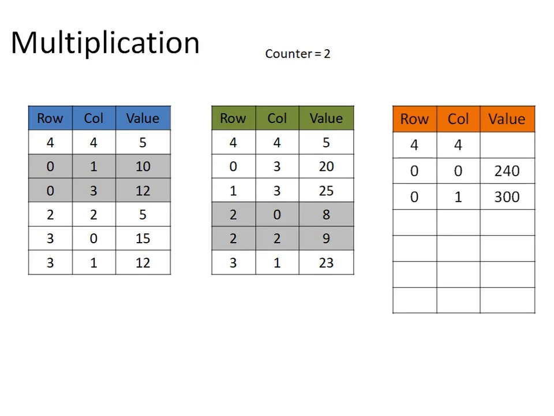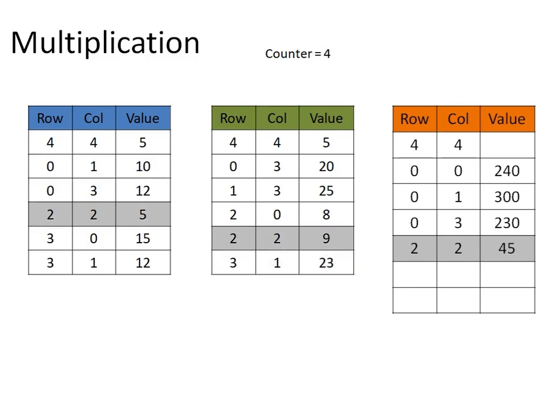Next entry is 0, 2. But here there is no common column. So no entry will be there in the resultant matrix. Lastly, for index 0, 3, we have a common column 1. So for 0, 3, we have to multiply 10 and 23. Hence, the corresponding value for index 0, 3 comes out to be 230. Now the process is repeated for other rows also.